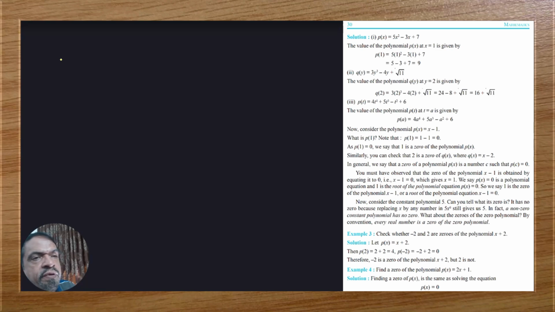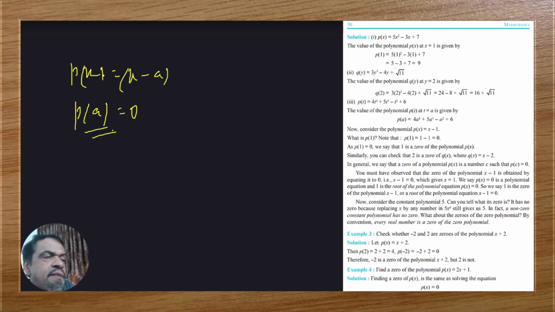In general, we can say Px is equal to x minus a. So by keeping a in place of x, it becomes 0 because a minus a is 0. So a will be the 0 of this Px.